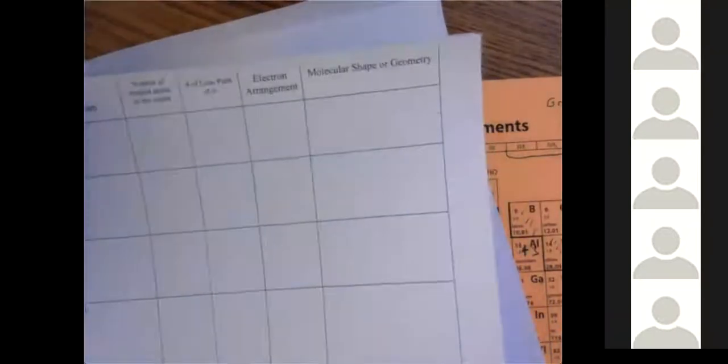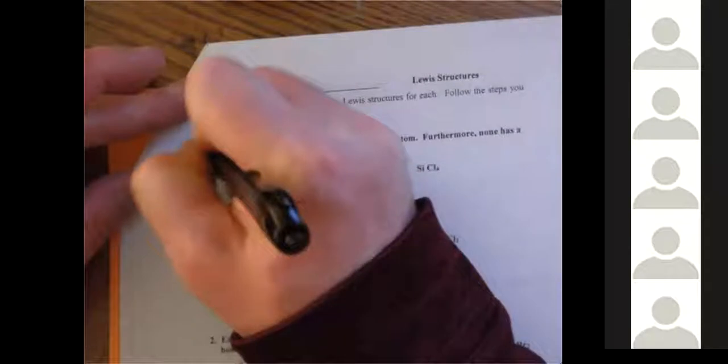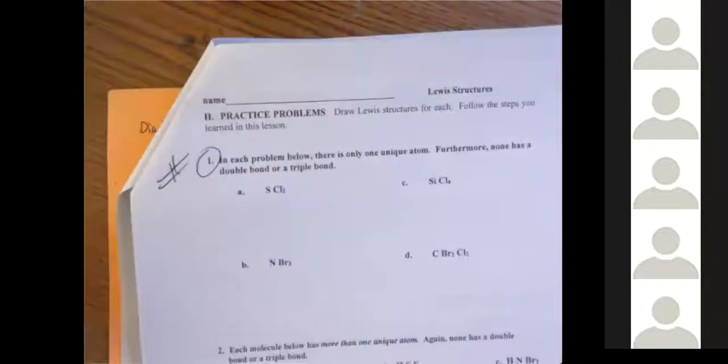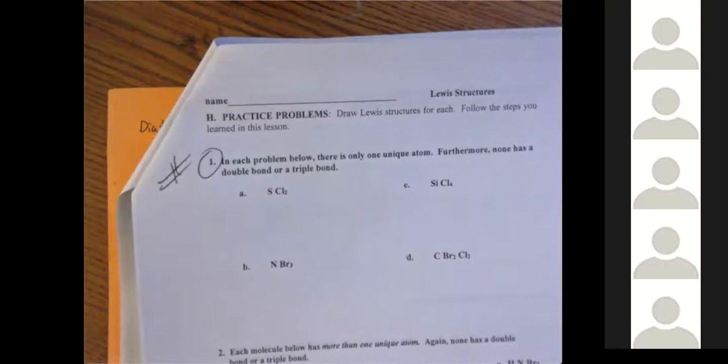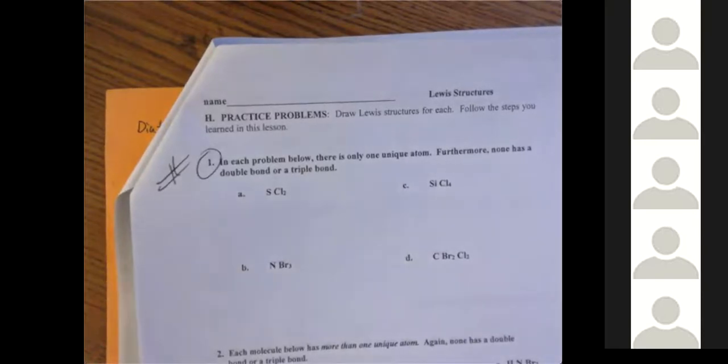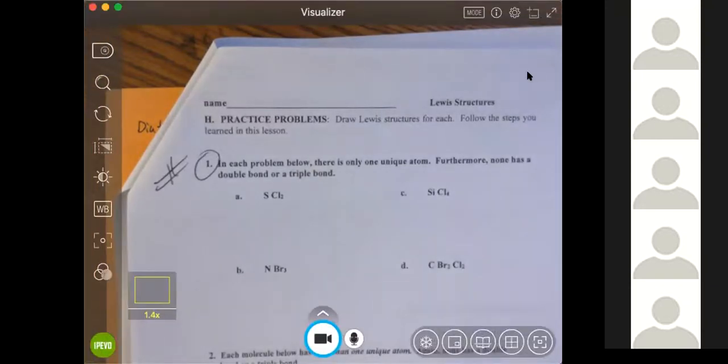All right. Please go to page 13. I want you for homework tonight to do problem number 1 on page 13 for tomorrow's homework. Have a great day. If you have questions, by all means.